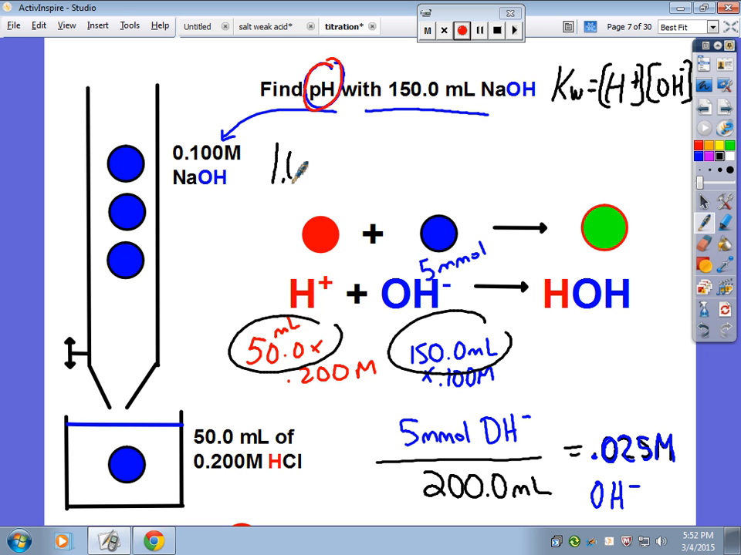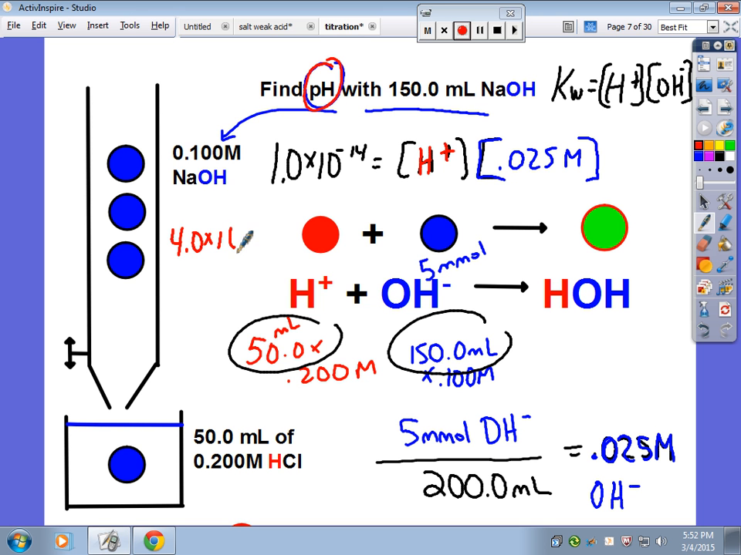Kw is 1.0 times 10 to the negative 14th. I don't know my hydrogen ion concentration. I do know my concentration of hydroxide ion, 0.025 molar, and I want to find my H plus. So if I do that and solve, I get 4.0 times 10 to the negative 13th molarity for my hydrogen ion concentration.